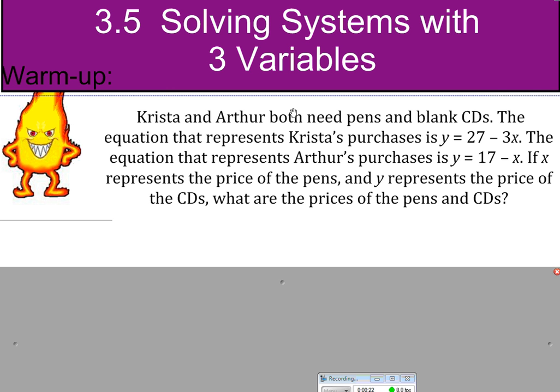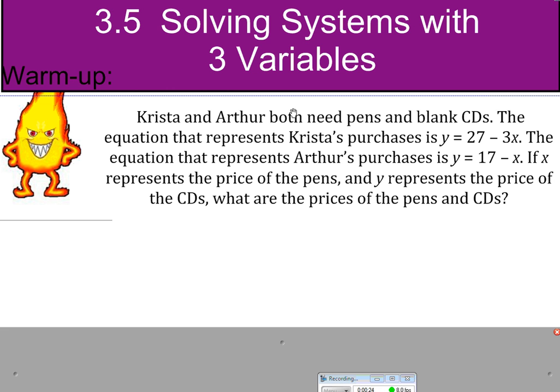But take a look at the warm-up. Chris and Arthur both need pens and blank CDs. The equation that represents Chris's purchases is y equals 27 minus 3x. The equation that represents Arthur's is y equals 17 minus x. If x represents the price of the pens and y represents the price of the CDs, what are the prices of the pens and the CDs?